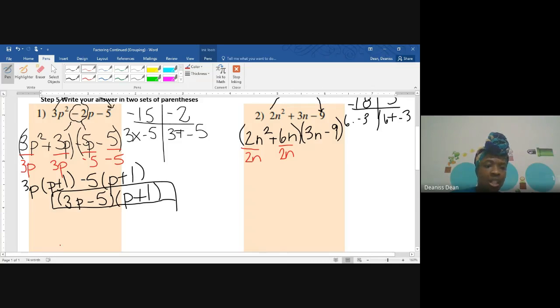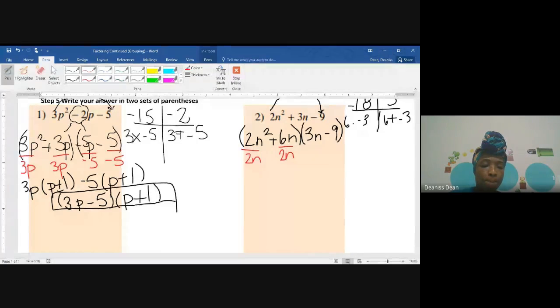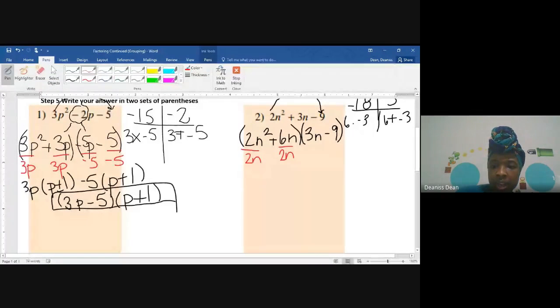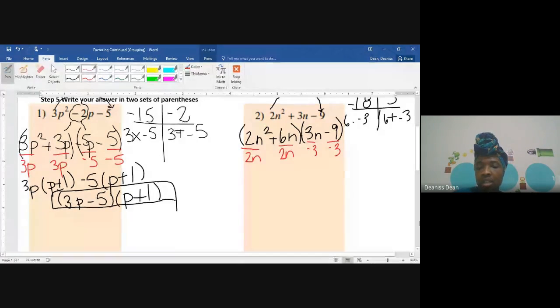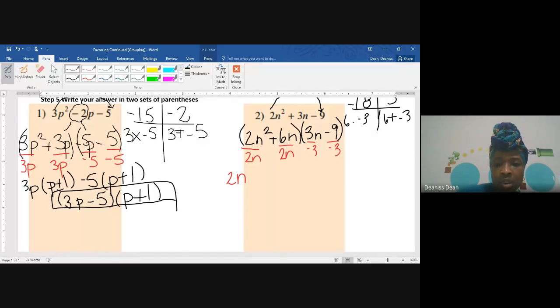So what would be your GCF here for the negative 3n minus 9? Yeah. Okay, so it's going to be negative 3. Okay, so when we divide through by the GCFs, that 2n is going to be on the outside, and on the inside of the parentheses, we're going to have n plus 3.